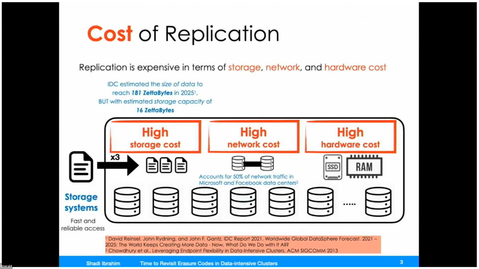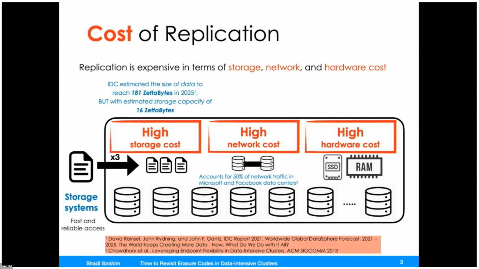However, with the continuous increase of data sizes, replication becomes expensive in terms of storage costs. According to the last report from IDC, the size of generated and replicated data will reach 181 zettabytes in 2025, while the estimated storage capacity is 16 zettabytes.